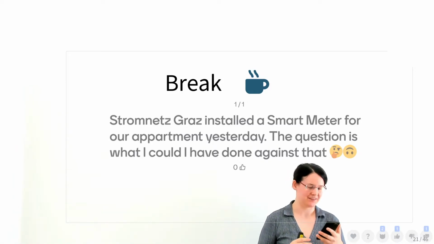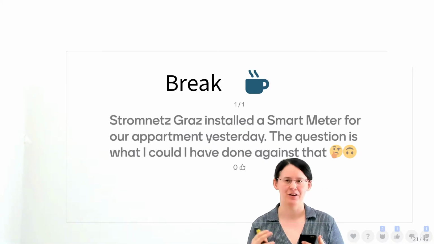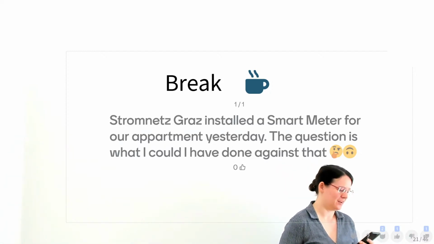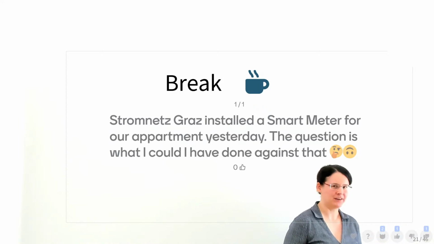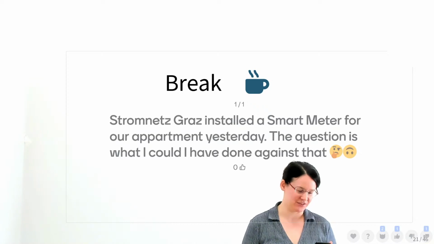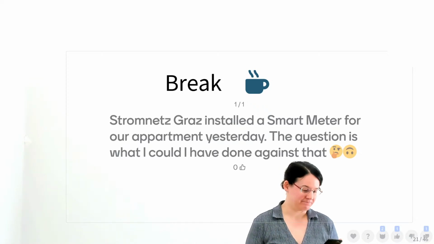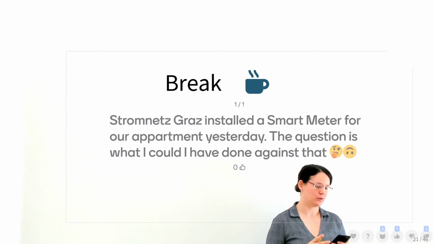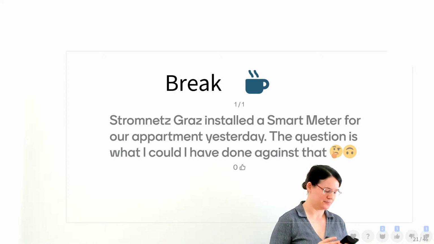Somebody's wondering about smart meters and whether they could have prevented getting one. Well, not really. You can't really do much against getting one. It's actually also not as bad as it sounds. It can have some advantages for you. But still it allows very detailed measurements that maybe you don't want everybody to have access to.